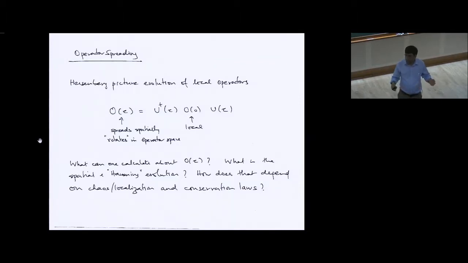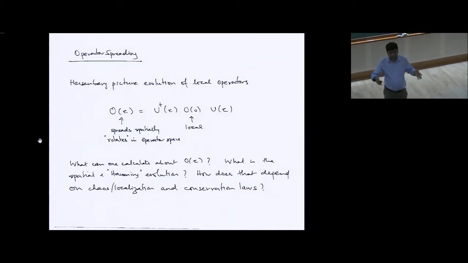Something special can happen in things called Clifford circuits, but generally that's not what happens. Instead, you'll get an operator which in this Pauli basis, or indeed any other basis that you might decide to hang your hat on, will somehow look pretty complicated. It'll be a superposition of many of them. So it spreads spatially, and it sort of rotates in operator space. So that's the information that is contained in this operator evolution.